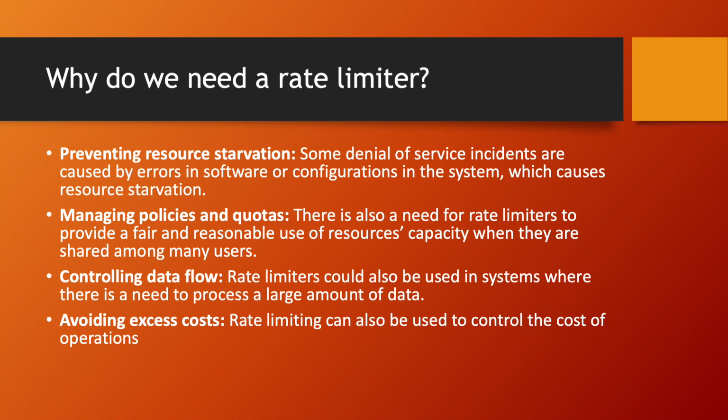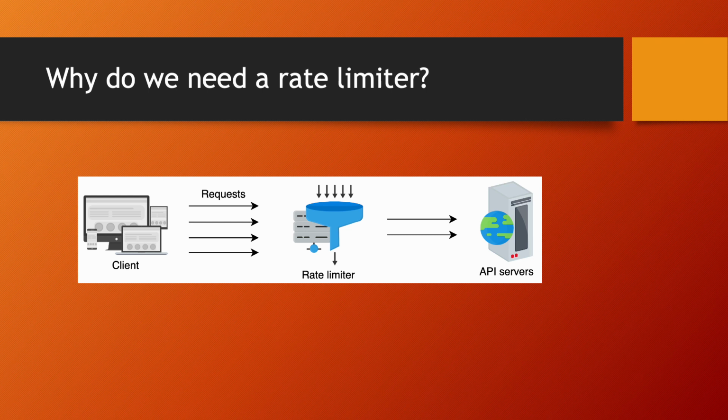Now, why do we need a rate limiter? The primary reasons would be preventing resource starvation, managing policies and quotas, controlling data flow, and avoiding excess costs. So here's what it looks like pictorially. There's a client, it sends a request, and there's a rate limiter. The rate limiter has its rate limiting logic, and if the logic allows the request, then it goes through to the API servers, the request gets processed, and the response is returned.